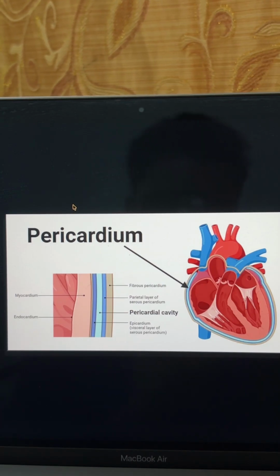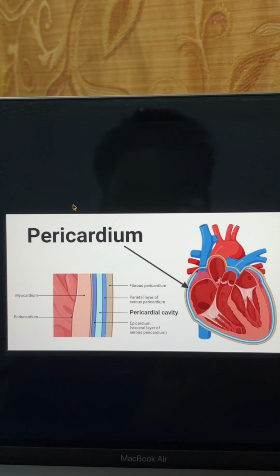Amit Official. So let's start today's lecture, development of pericardium.